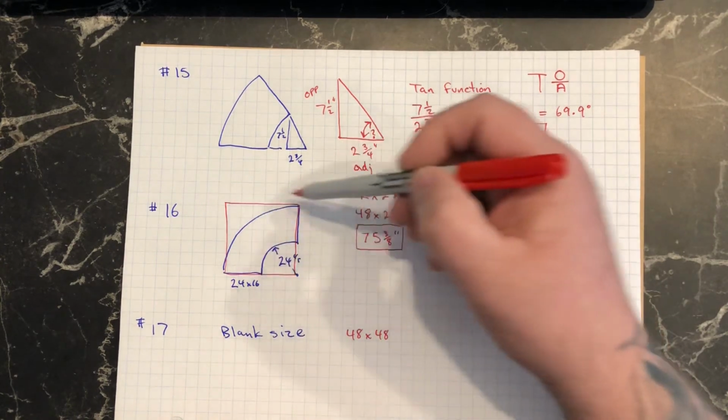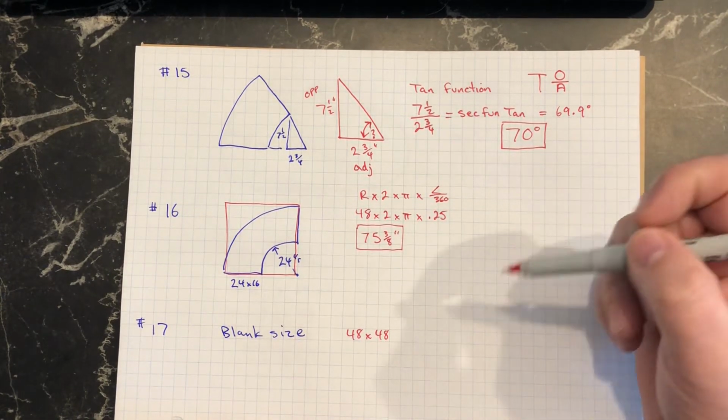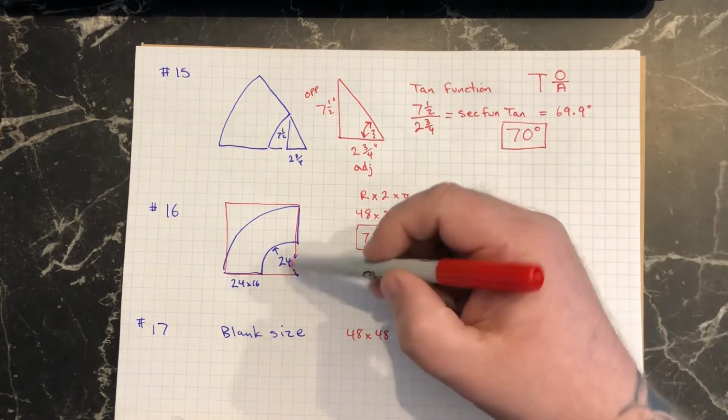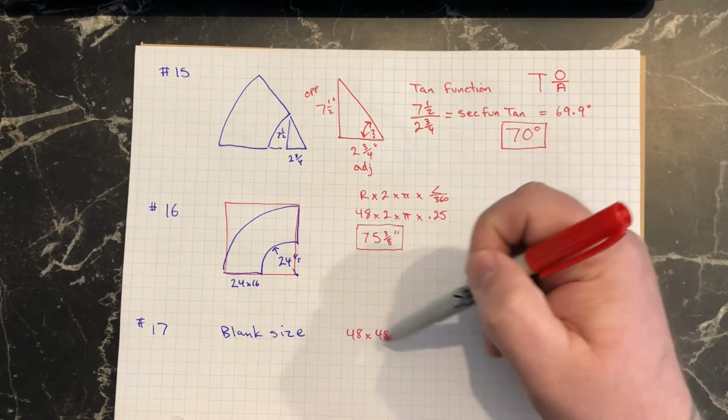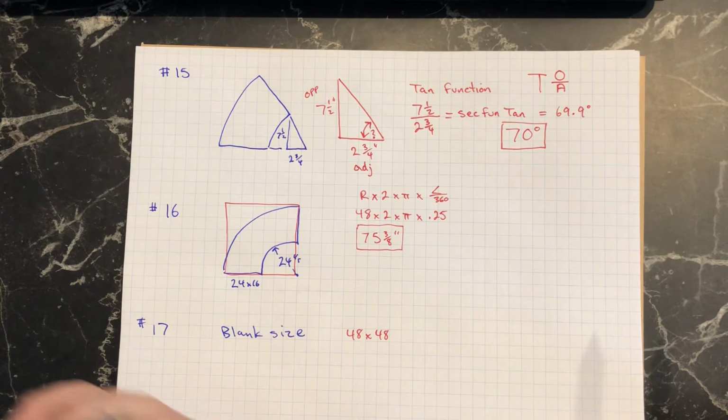The blank size for the cheek, because it has no S and drive or anything, it's just a welded fitting. It's just going to be 24 plus 24 and 24 plus 24. So 48 by 48 is the cut size.